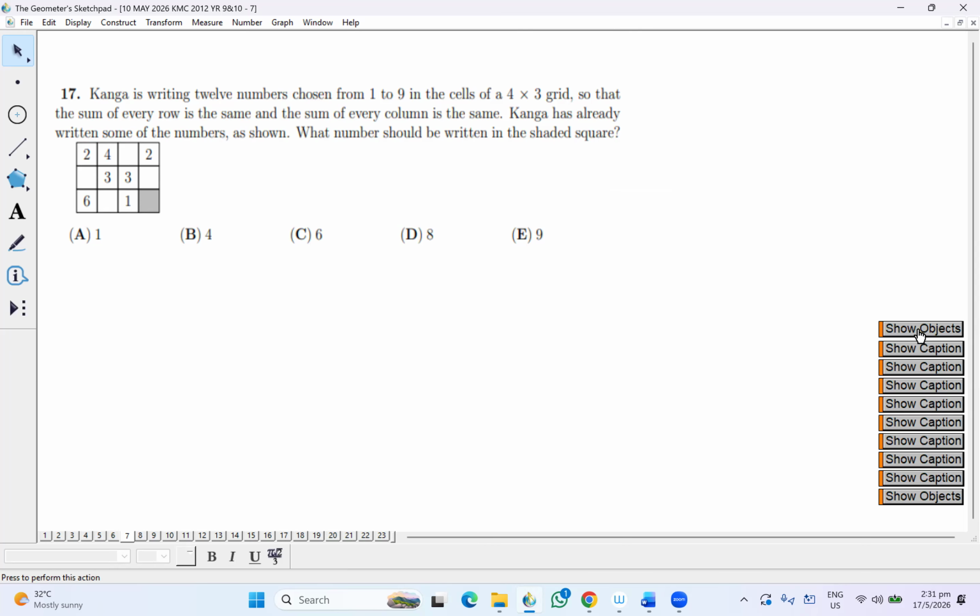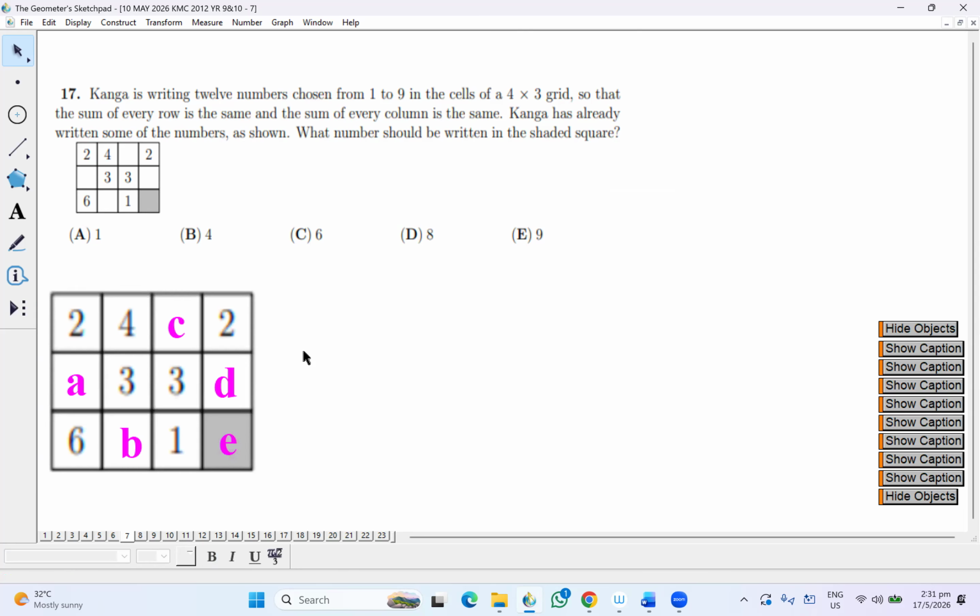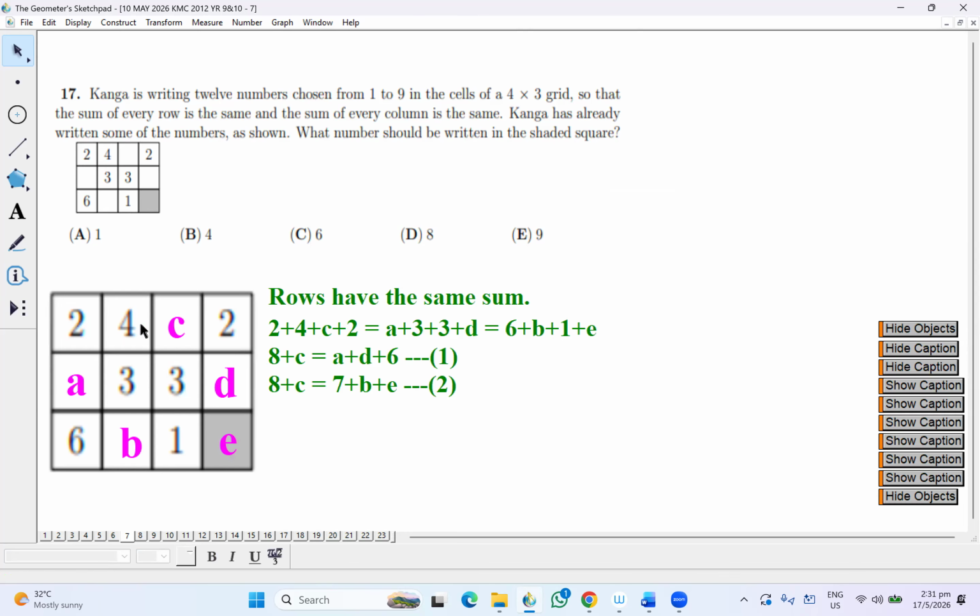Let's draw a diagram to put in our unknowns. There are 5 blanks, so let them be A, B, C, D, E. Then we look at all the rows. There are 3 rows, and they have the same sum. First row 2, 4, C, 2, then A, 3, 3, D, and then 6, B, 1, E. So this is actually 2 equations only, because 8 plus C is equal to A plus D plus 6, and 8 plus C also equals 7 plus B plus D.